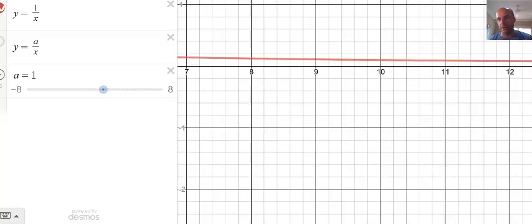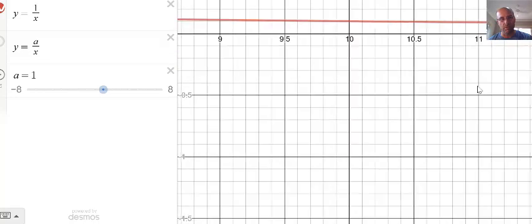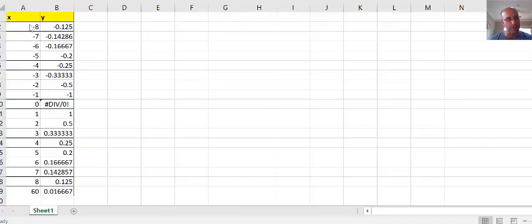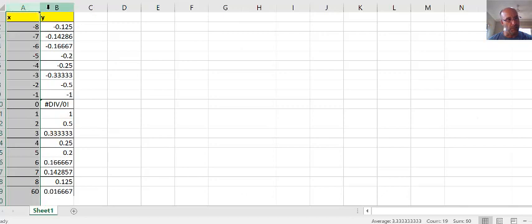So it doesn't actually ever approach that, and we can see that numerically by using a spreadsheet or a table and plotting y versus x for y equals 1 on x. That's shown here on the spreadsheet. So we've got in this column x and in this column y, and we have various values of x and various values of y equals 1 on x. And you can see that the y values get pretty small.